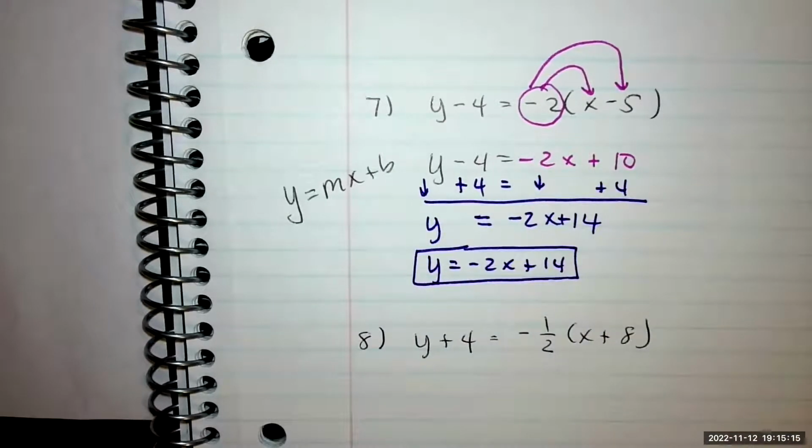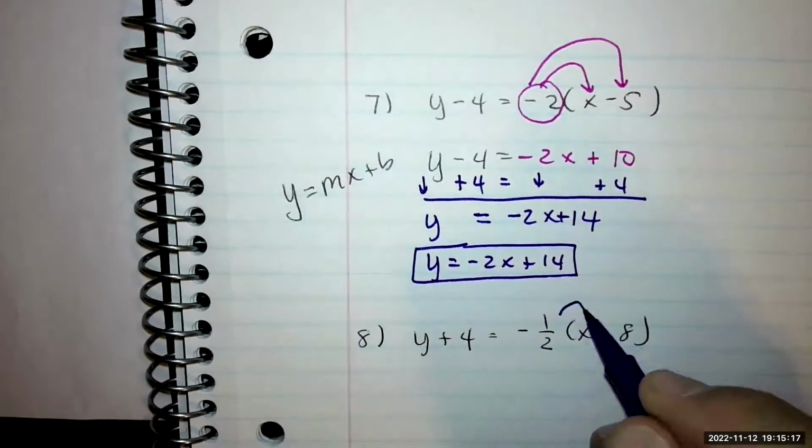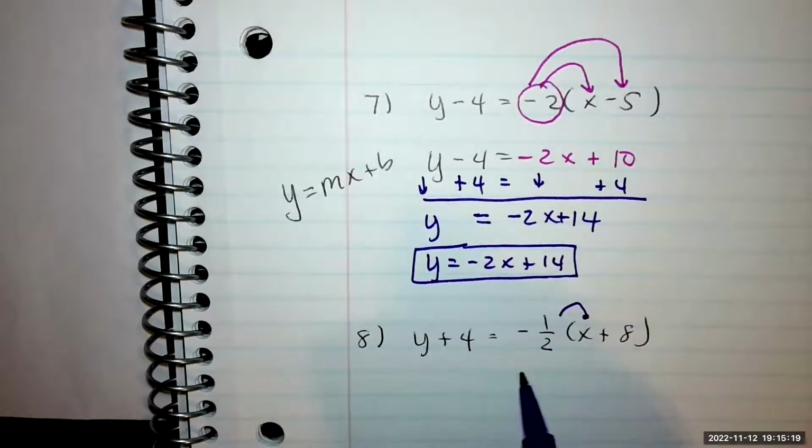All right, so here we go. See the parentheses? So that means I'm going to distribute. We have a fraction here. So I'm going to distribute. So that's going to be negative 1/2 x.